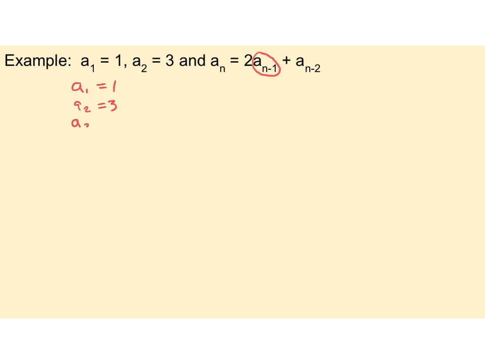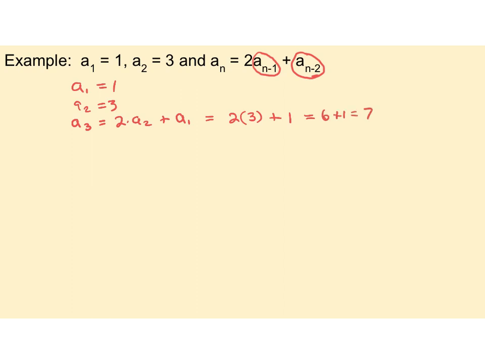So if I want to find a sub 3, that just means I have to take 2 times the previous term, which is a sub 2, and then I have to add that to the term 2 places ago, or 2 before this. So that would be a sub 1. So that's just going to be 2 times a sub 2, which in this case is 3. So my second term is 3, plus a sub 1, which is just 1. So that would be 6 plus 1, which is equal to 7.